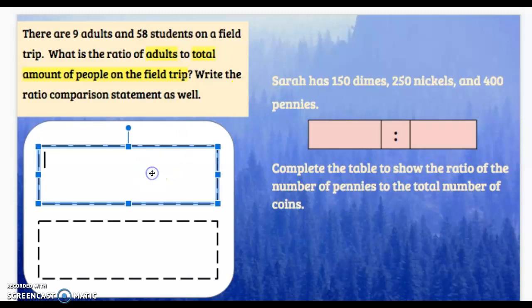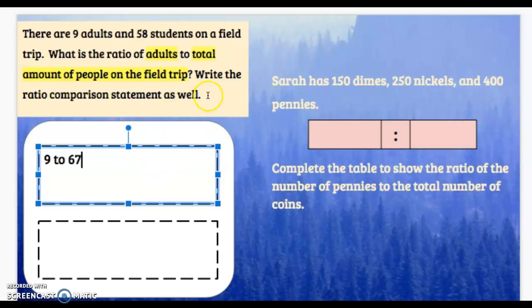So you can say adults. How many adults are there? 9. How many total people are there? Total tells me, oh, well, that means students and adults. So I say 58 plus 9. 58, 59, 60, 61, 62, 63, 64, 65, 66, 67. So I'd say 9 to 67.